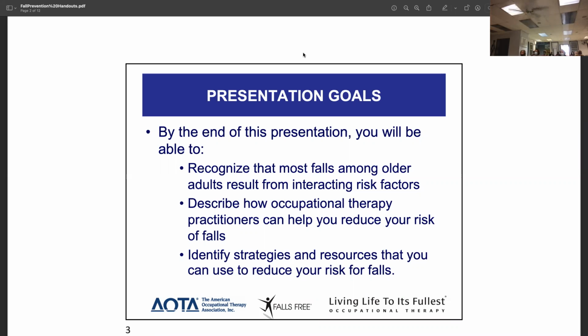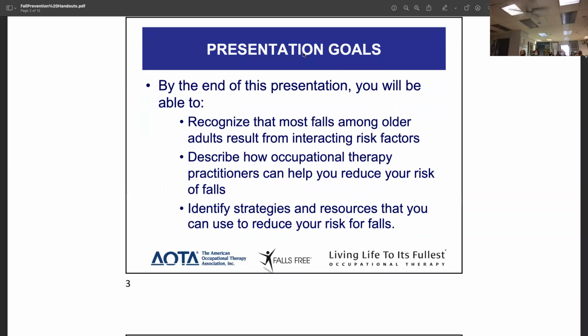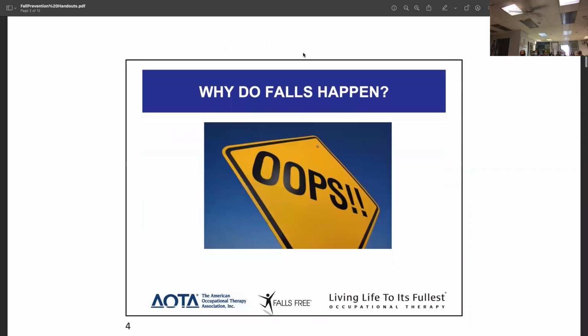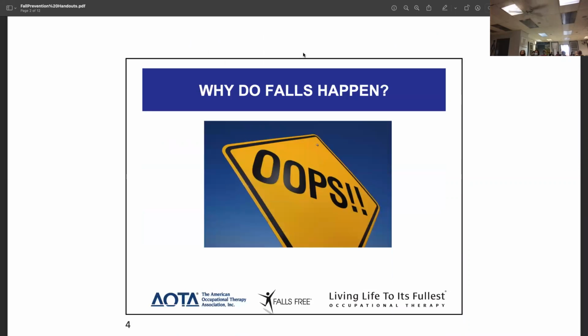I also have a few handouts for you that you will receive at the end of this presentation. One lists several helpful fall prevention resources, and the others will provide fall prevention tips. In most cases, falls experienced by older adults are caused by several risk factors that occur at once.